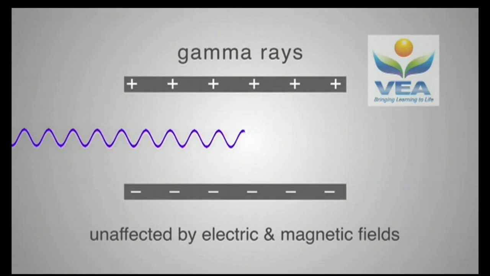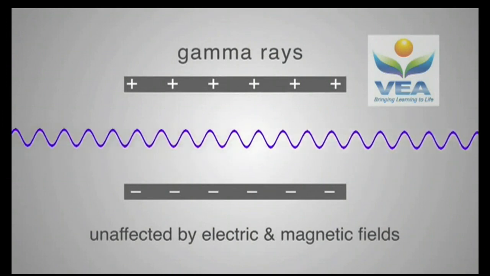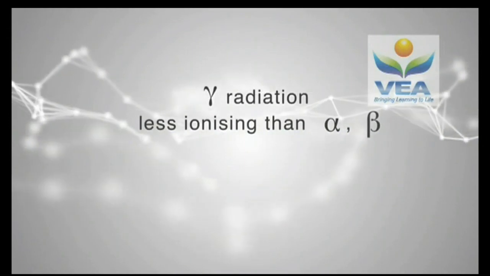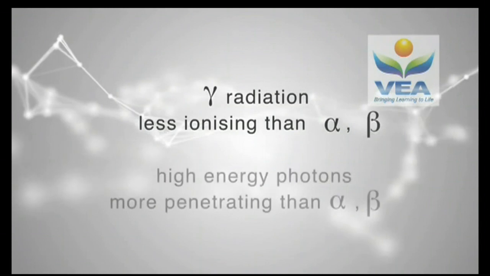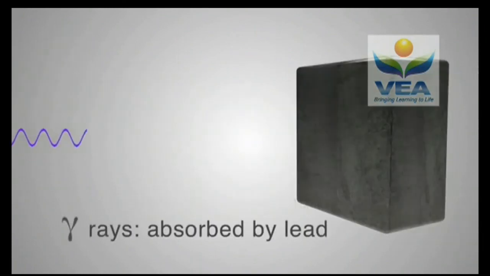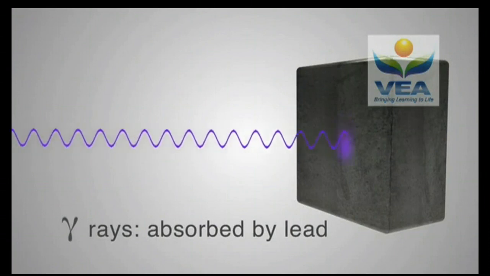Having no charge, gamma rays are unaffected by electric and magnetic fields. They have low ionizing power compared to alpha and beta particles, but being photons or packets of electromagnetic energy, they are the most highly penetrating of the nuclear radiations. Gamma rays are mostly, but not completely, absorbed by a lead shield several centimeters thick.